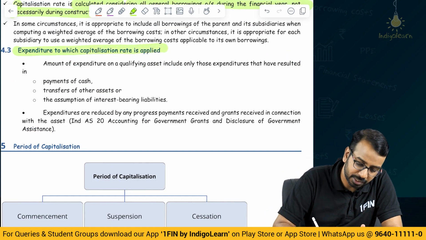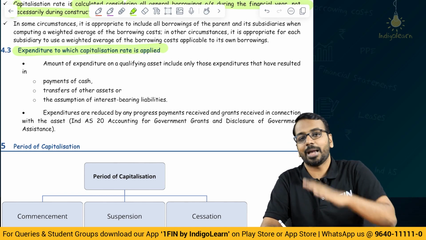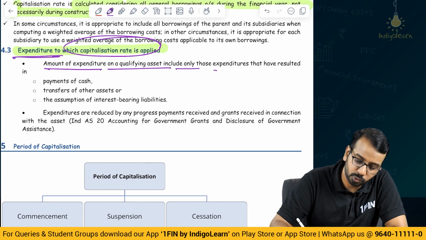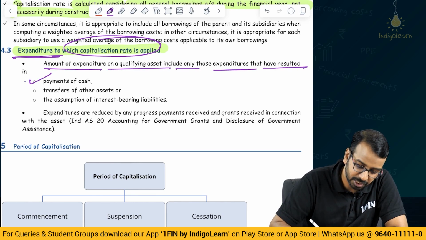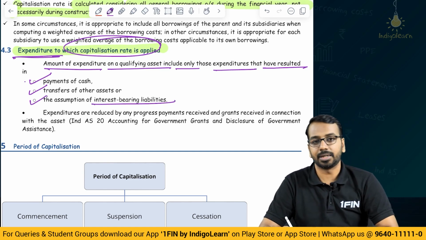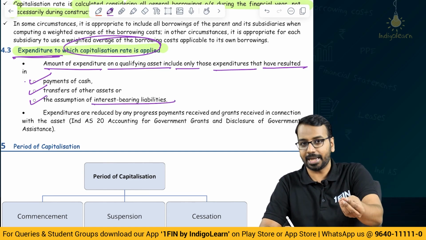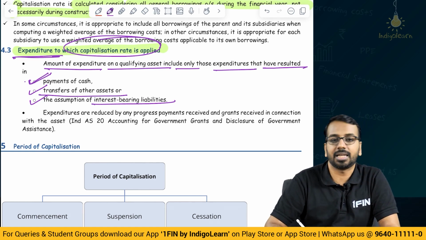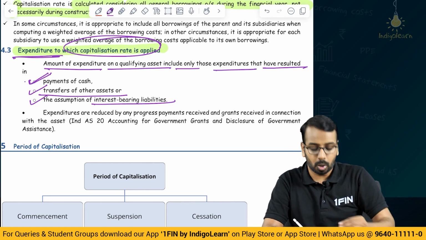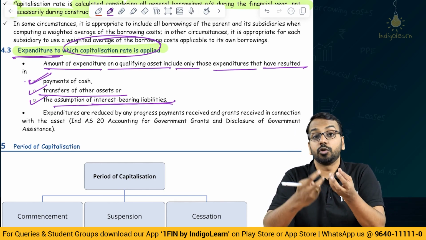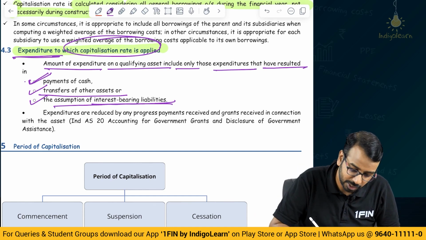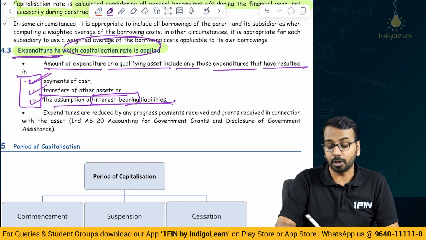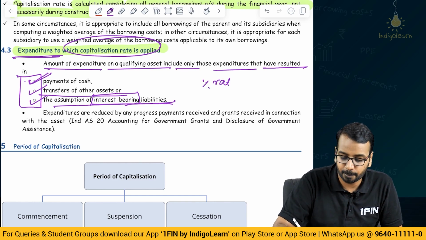Then, the expenditure to which the capitalization rate is applied: after you have calculated the capitalization rate, to which expenditure shall we apply this rate? Amount of expenditure on a qualifying asset includes those expenditures that have resulted in either payment of cash, transfer of asset, or assumption of interest bearing liabilities. Meaning to say, either you have made the cash payment, then to that expenditure you will apply the rate and calculate the borrowing cost, or you have transferred any other asset. Basically you have transferred some resources, or you have assumed interest bearing liabilities. You have assumed liabilities means you have incurred liabilities on which there is an interest component. You have to pay interest on that. If any of these three considerations have passed on, from that date you will apply the percentage rate and calculate the borrowing cost.